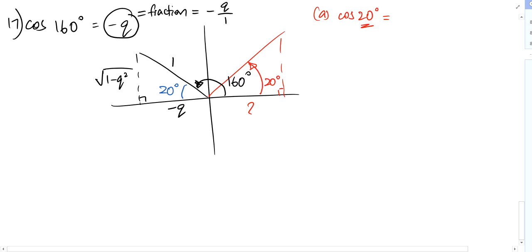So what is the value that I should put over here? Q. What is the value over here? 1. And the value here? Square root 1 minus q squared. So this cosine 20 degrees is simply, cosine is x over r. X value is q. R value is 1. So simply q.